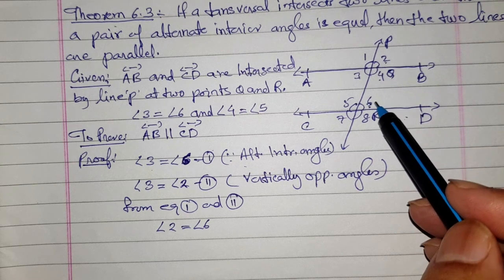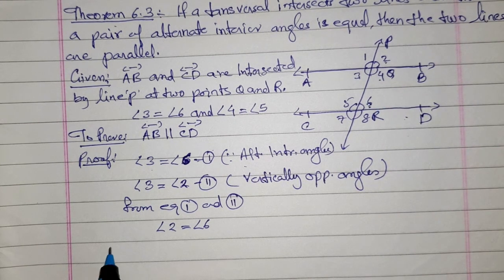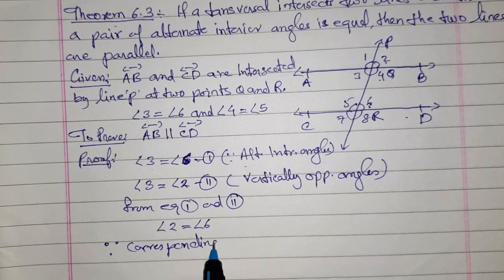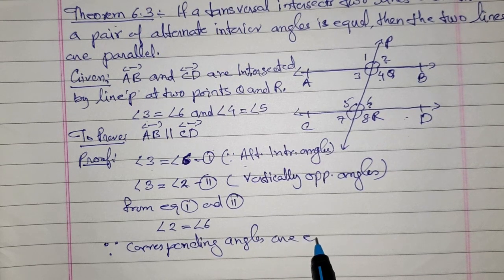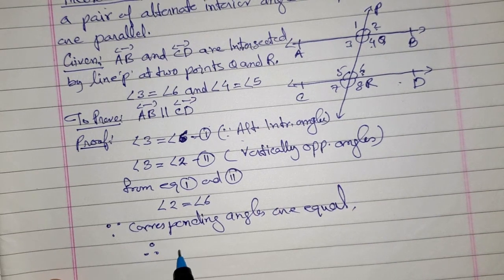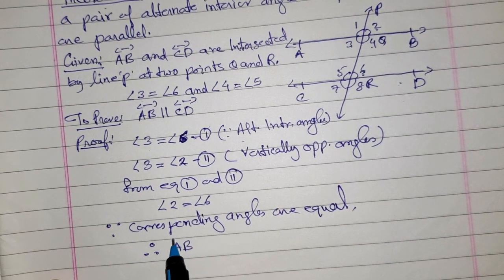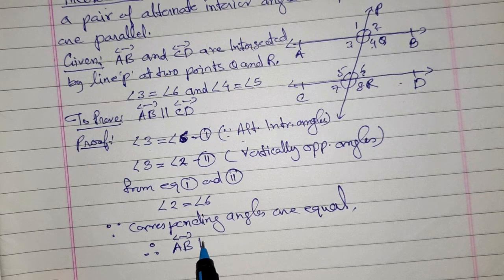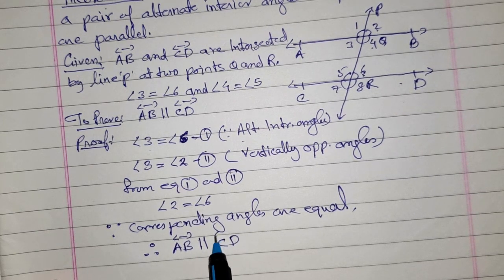So since angle 2 and angle 6 are equal, we can write here, since corresponding angles are equal. Correct? Therefore, we can write here that line AB is parallel to line CD. Proved.